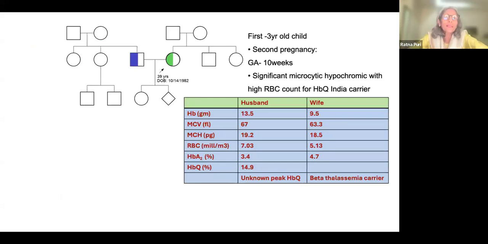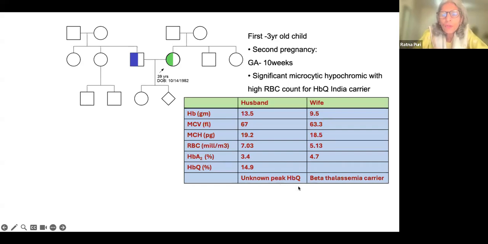And this is the last case, and very important because this is a learning case. This was a couple who were pregnant. The wife had a high hemoglobin A2. You can see here 4.7. Her MCV was low. Her MCH was low. Her RBC count was high for a 9.5 hemoglobin. So she was a sure shot beta thal carrier.